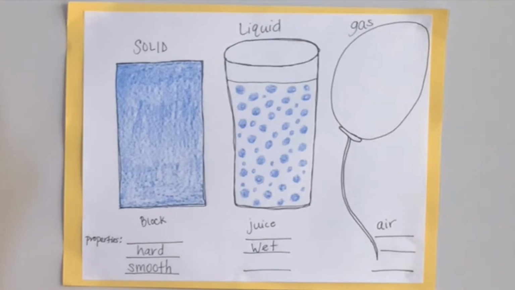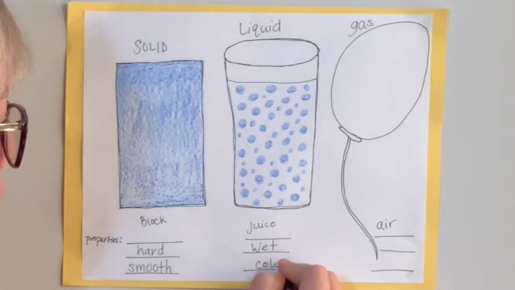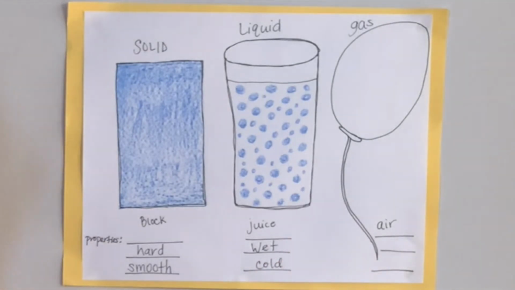And we all know how to describe wet, right? When you wash your hands in the water, when you jump in a pool, you come out all dripping wet because that is a liquid. And cold. I think we like to drink cold juice rather than hot juice, don't you?